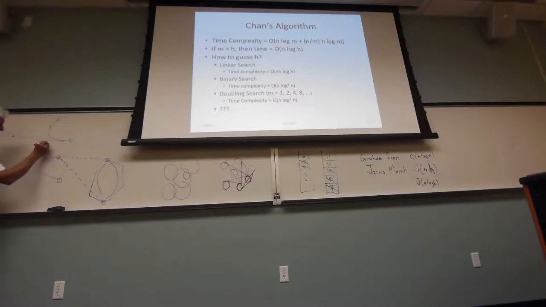What you'll see is that if I think of this as A, this as P, and this as, let's say, Pi, and this is Pi plus 1, and this is Pi minus 1. What you'll see is that A to Pi plus 1 is a right turn, and A to Pi minus 1 is a left turn. That's what you need to see. Sorry, both of these should be left turns.